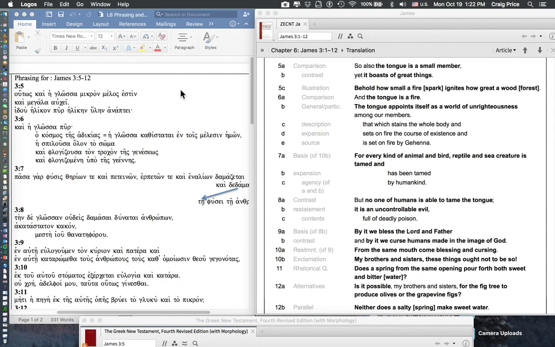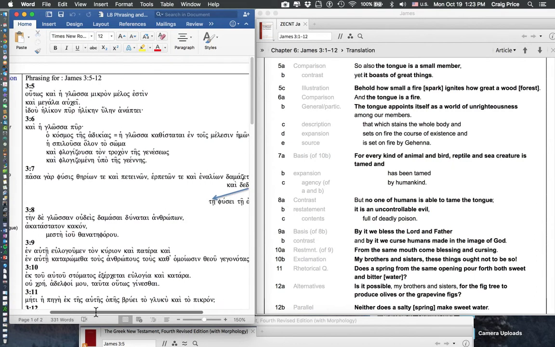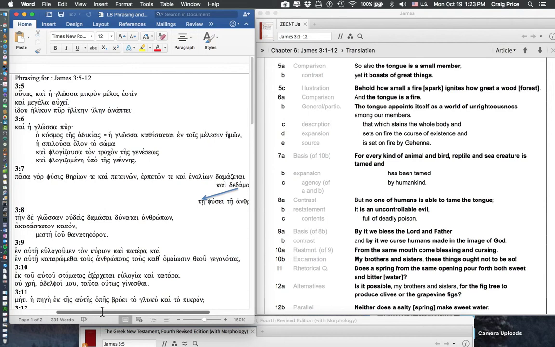Okay, 3:5. I have Blomberg open over here, and then I have my phrasing from the answer sheet here on the left, and I can slide over and you can see my semantic functions follow pretty closely to Blomberg's. So let's begin to translate.